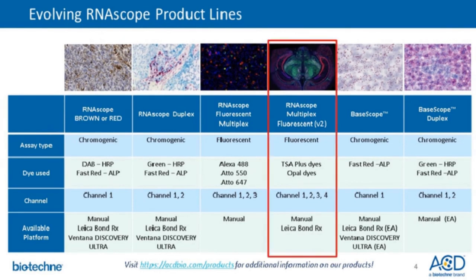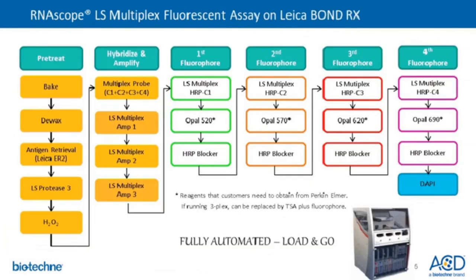In the multiplex fluorescent assay used by Omer, we added an additional layer of signal amplification by using TSA-conjugated fluorescent dyes. This generates very bright signals even in FFPE tissue. Let's take a look at this protocol in more detail.